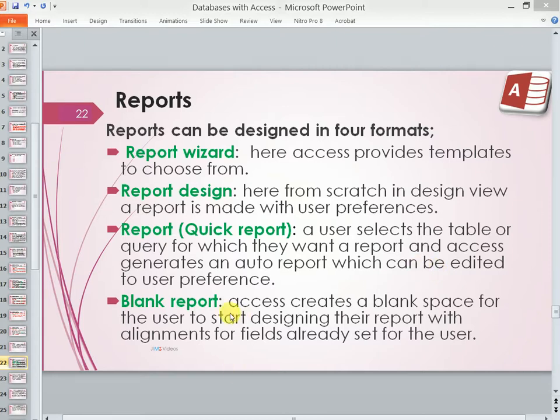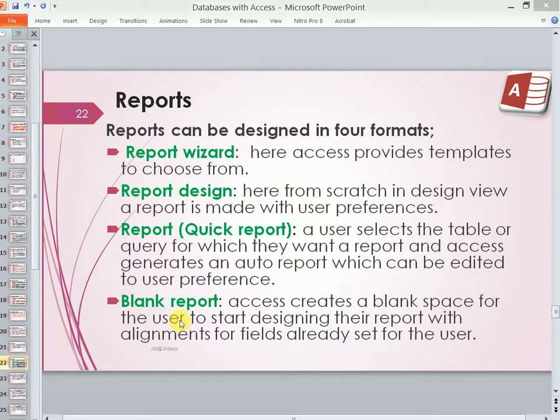We are still continuing the reports, and this time round we want to look at the last option with which you can create a report, which is the blank report. Access creates a blank space for the user to start designing their report with alignments for the field already set for the user. In the report design option, you saw that the fields were not aligned. We had to go to arrange and choose either the stacked option or any other option which you could use in order to organize the fields, because they came in a disorganized way.